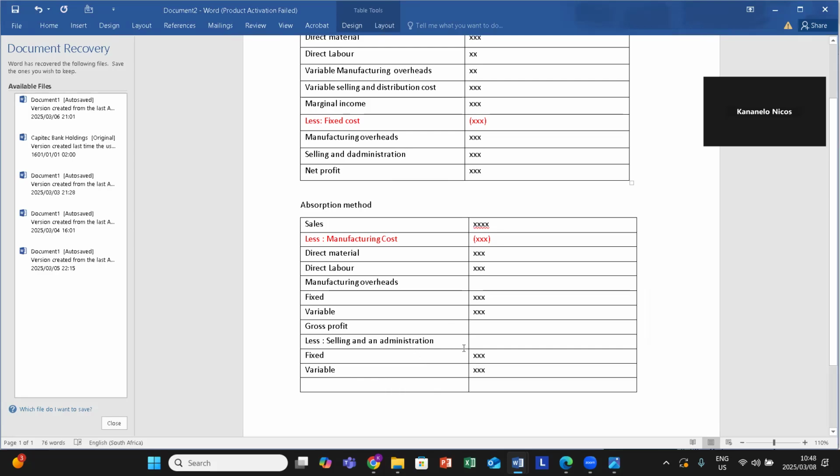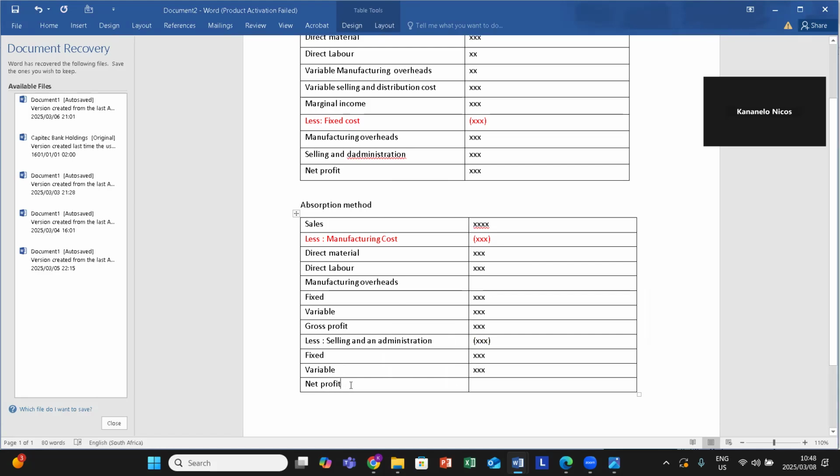And then our selling and administration amount can be fixed and variable, and then their respective amounts, you're going to add them, fixed plus variable. After doing that, you get the total there for selling and administration. And then when you say our gross profit minus our selling and administration, we're going to get our net profit. So that's how we calculate our gross profit and net profit according to those two methods.